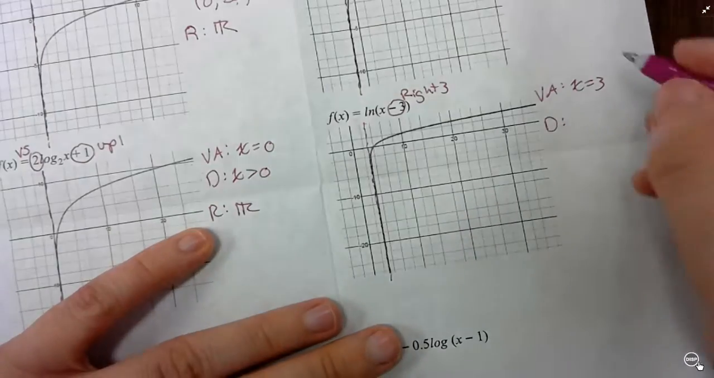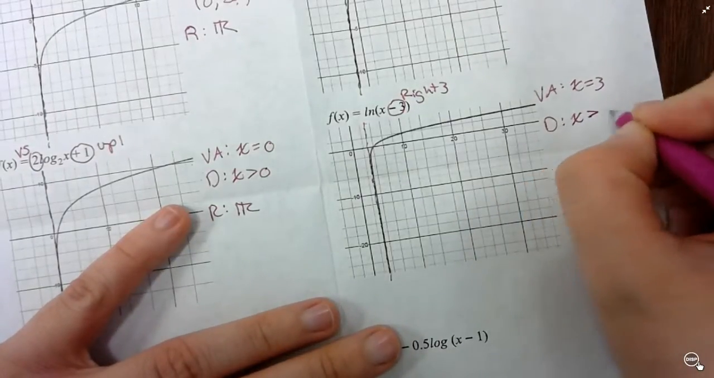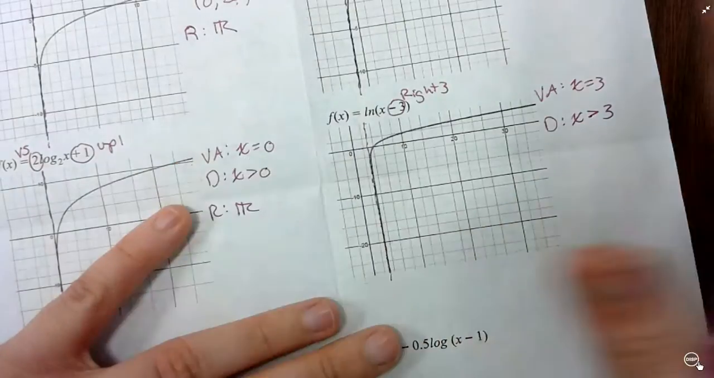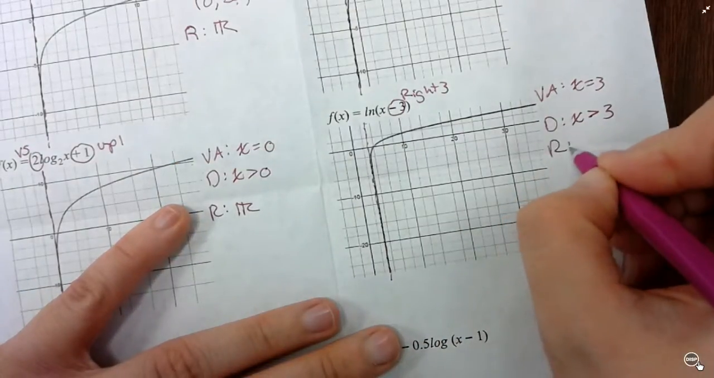So my domain is x is greater than 3. So I've got my asymptote at 3, and it goes up from there. And then my range is all real numbers.